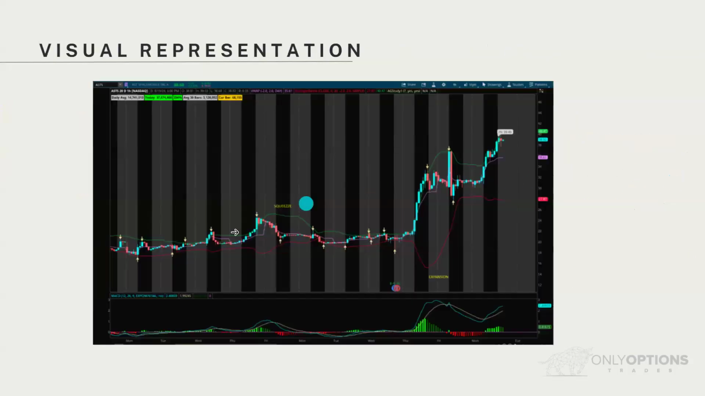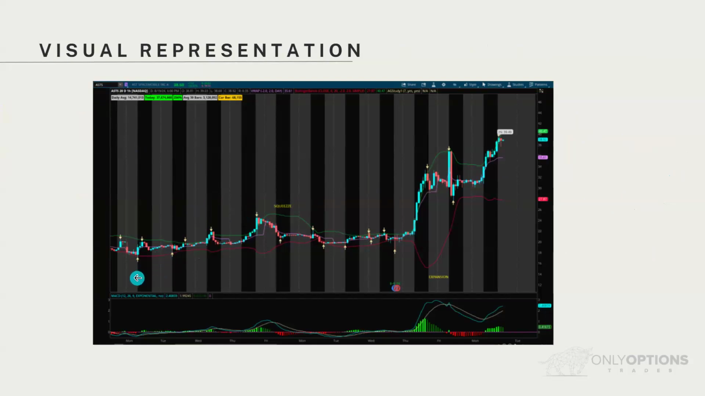This is a visual representation again. This is today on ASTS. This is a company, most of you, we were talking about on the VC. This is a company that makes satellites, but they don't send them to space. It's been on a squeeze. It's been going up all the time.